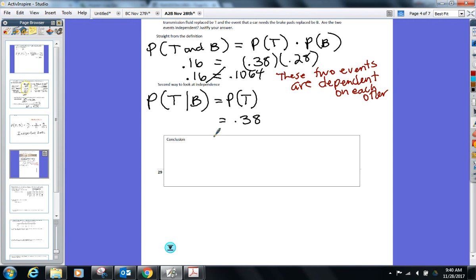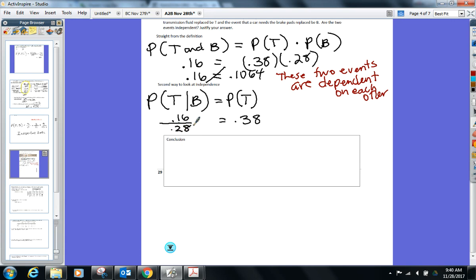Didn't we do this yesterday? All right, no problem. What goes on top? The probability you got both, right? So go ahead, Gianna. What's the probability I got both? 0.16 over, remember the denominator? Given I got brake pads. So 0.16 over, what's my brake pads? 0.28.